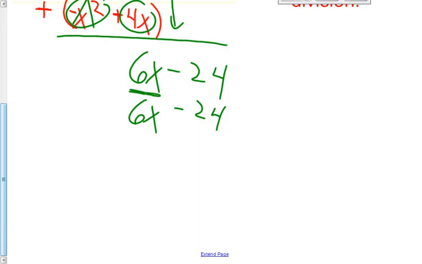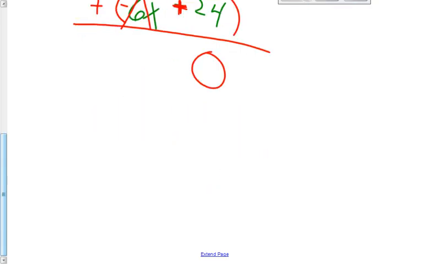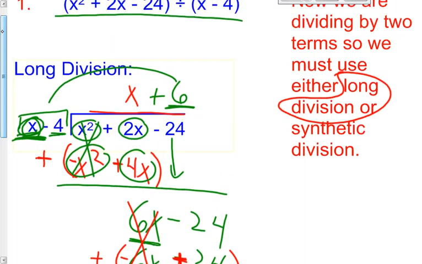And now, class, you're going to subtract this whole thing. If we're going to subtract this whole thing, it means add the opposite. So I'm going to distribute those negative signs. Basically, all the signs just switch. So now we have 6x minus 6x. This cancels out, and it should happen that way. That should always, always happen. And then a negative 24 plus 24 is also 0. So what we have here, class, is a remainder of 0. When we have a remainder of 0, this is our answer, x plus 6.